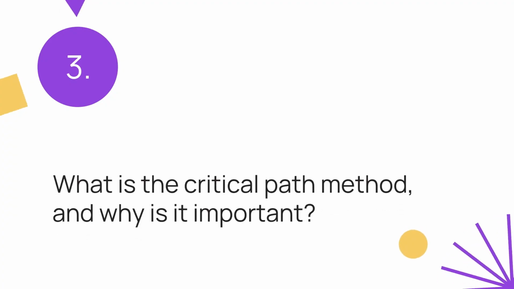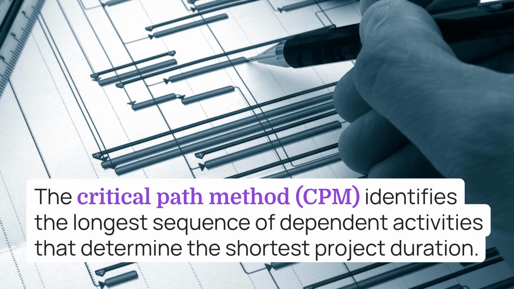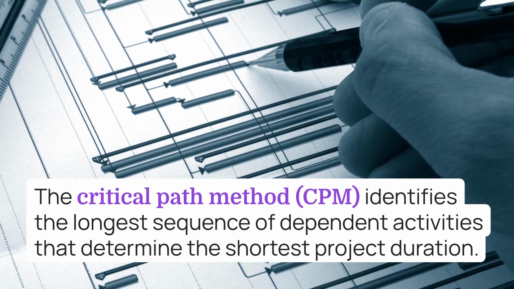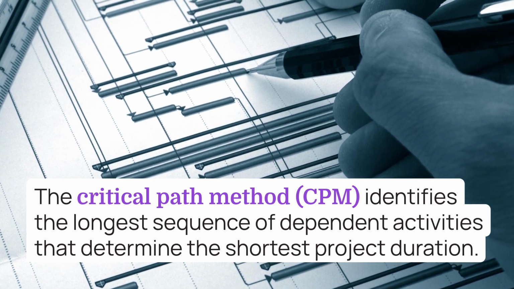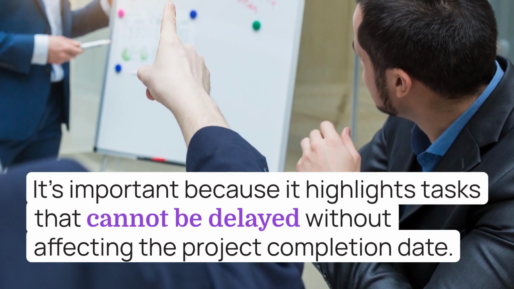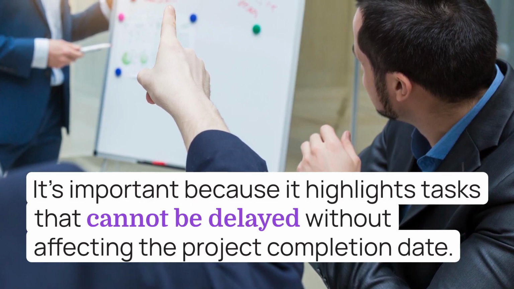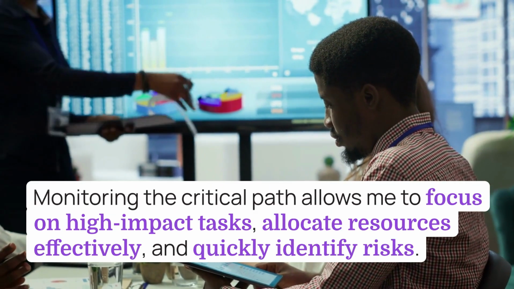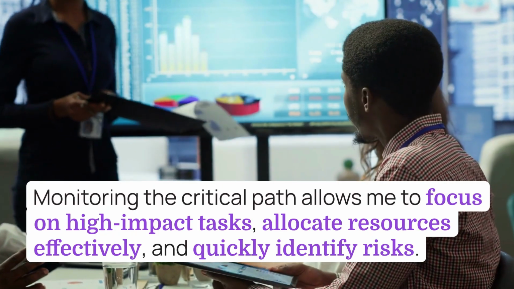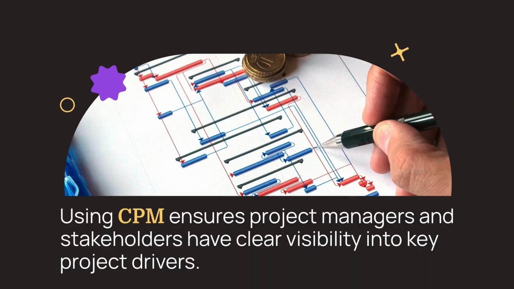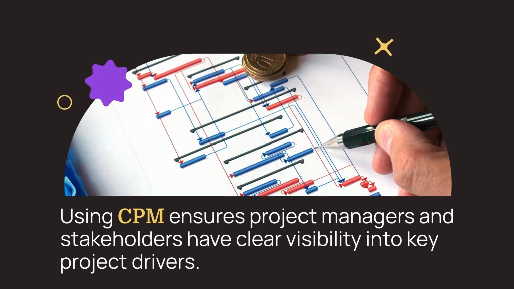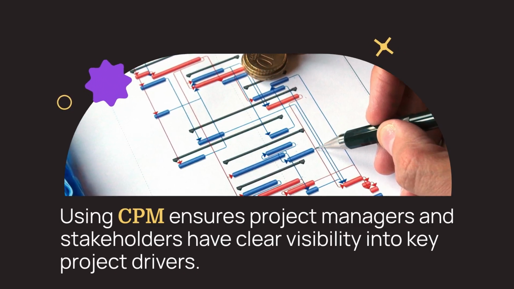3. What is the critical path method and why is it important? The critical path method, CPM, identifies the longest sequence of dependent activities that determine the shortest project duration. It's important because it highlights tasks that cannot be delayed without affecting the project completion date. Monitoring the critical path allows me to focus on high-impact tasks, allocate resources effectively, and quickly identify risks. Using CPM ensures project managers and stakeholders have clear visibility into key project drivers.